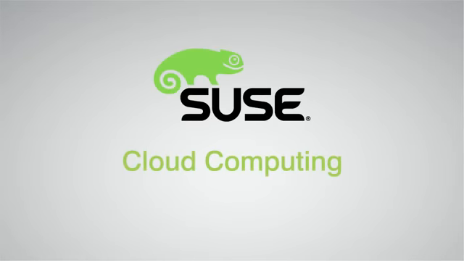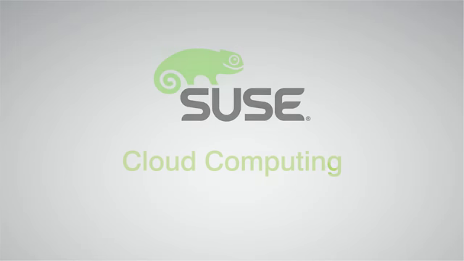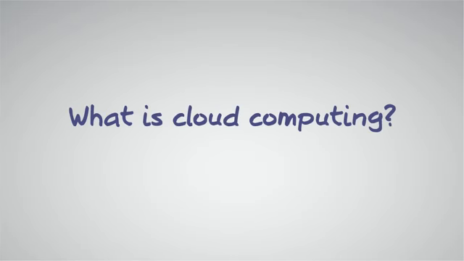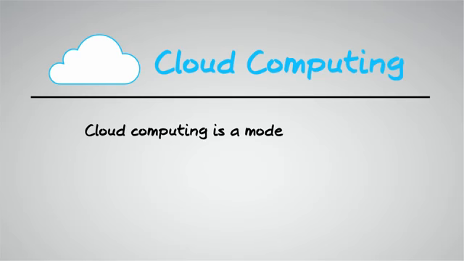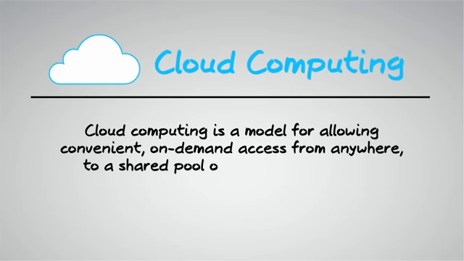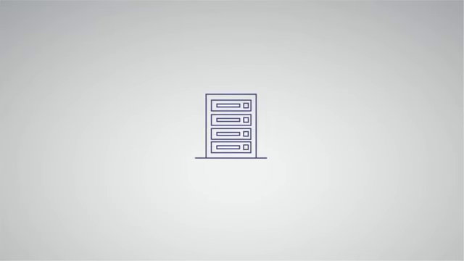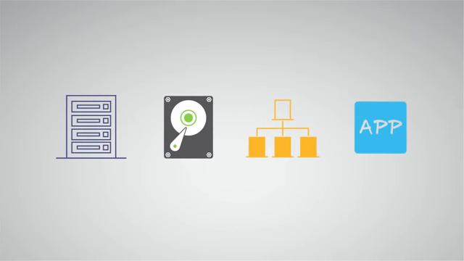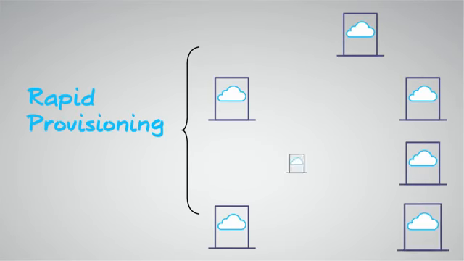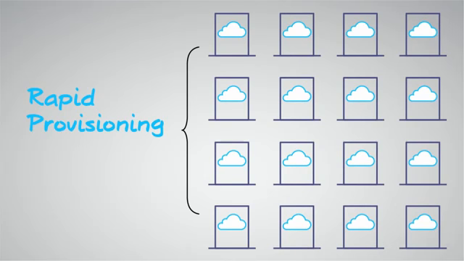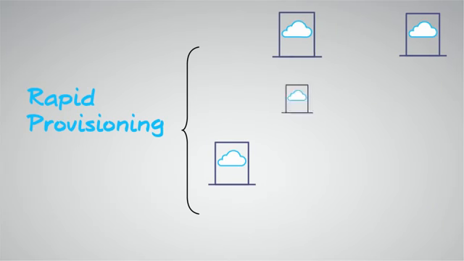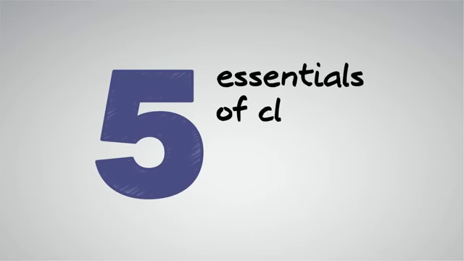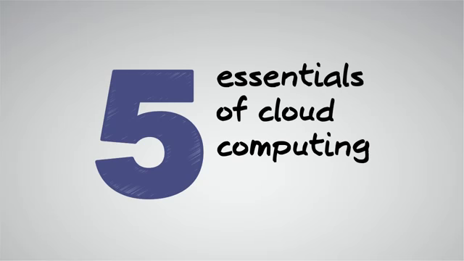Let's talk today about the fundamentals of cloud computing. What exactly is it? Cloud computing is a model for allowing convenient, on-demand access from anywhere to a shared pool of computing resources. These can include servers, storage, networking, applications, and services that can be rapidly and easily provisioned and released. The cloud model includes 5 essential characteristics.